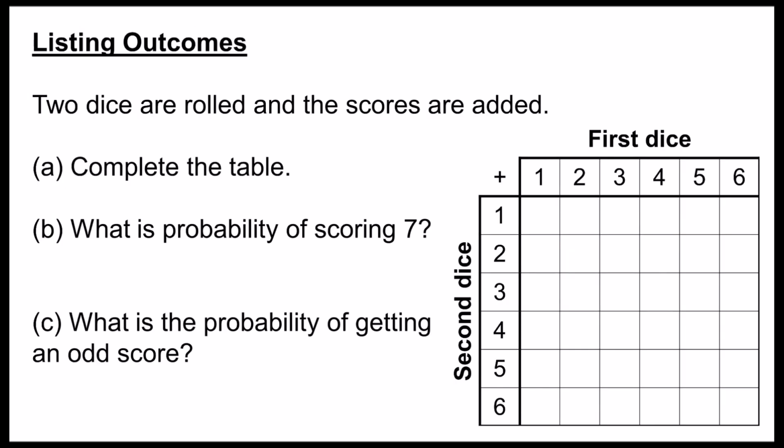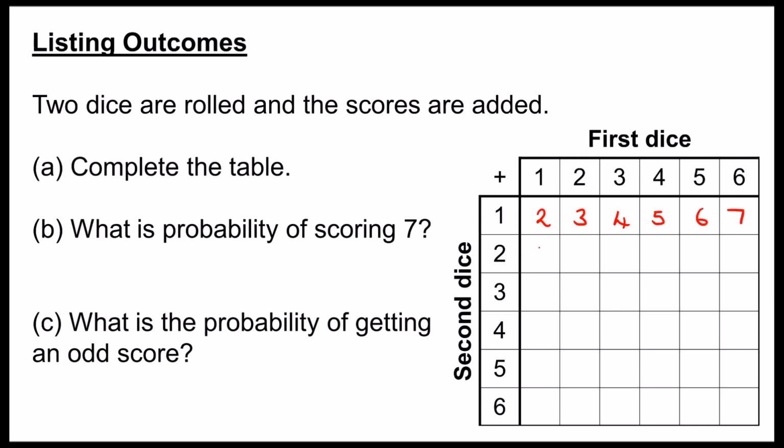In the second example, it says 2 dice are rolled and the scores are added, and we're given a table to complete to represent all possible outcomes. Firstly, let's complete the table. So in here, I know that 1 add 1 is 2, 1 add 2 is 3, 1 add 3 is 4, and so on. So we get 5, 6, 7.